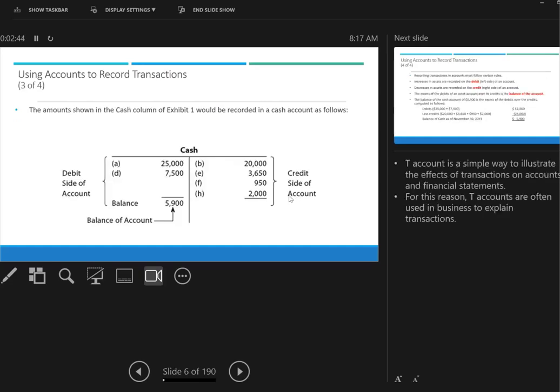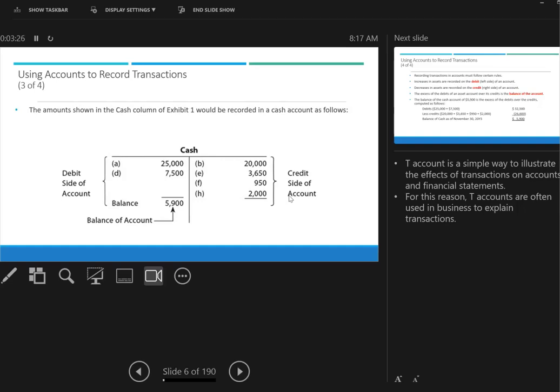Now, there are times debits increase, and there are times debits could decrease, just depending on what kind of account it is. Here, in this particular cash account, you see that the debit is on the left side, the credit is on the right side, and in this instance, cash, when we debit it, we're increasing it. When we're crediting it, we're decreasing cash, and cash will always have a normal debit balance.